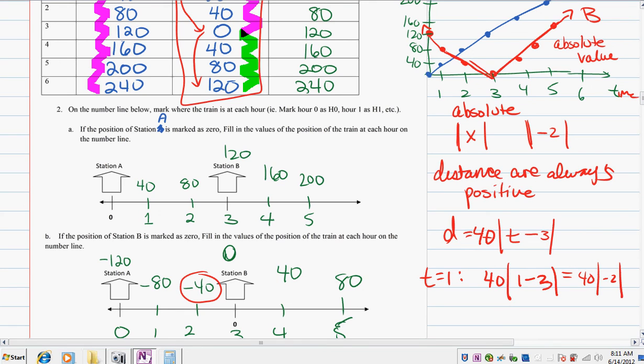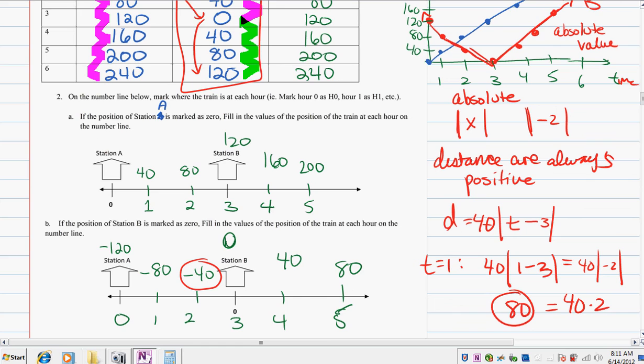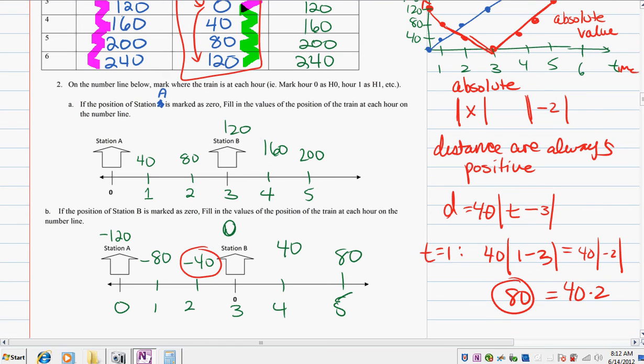And at negative 2 on the number line, how far am I away from 0? Well, I'm 2 away from 0. Let me just show you that again. So if I'm 0 here and I'm at negative 2, the actual distance I am away from 0 is 2. So the absolute value of negative 2 is 2. So this just becomes 40 times 2, which is 80, which is exactly where I am away from B at time 1. I'm 80 away from station B.